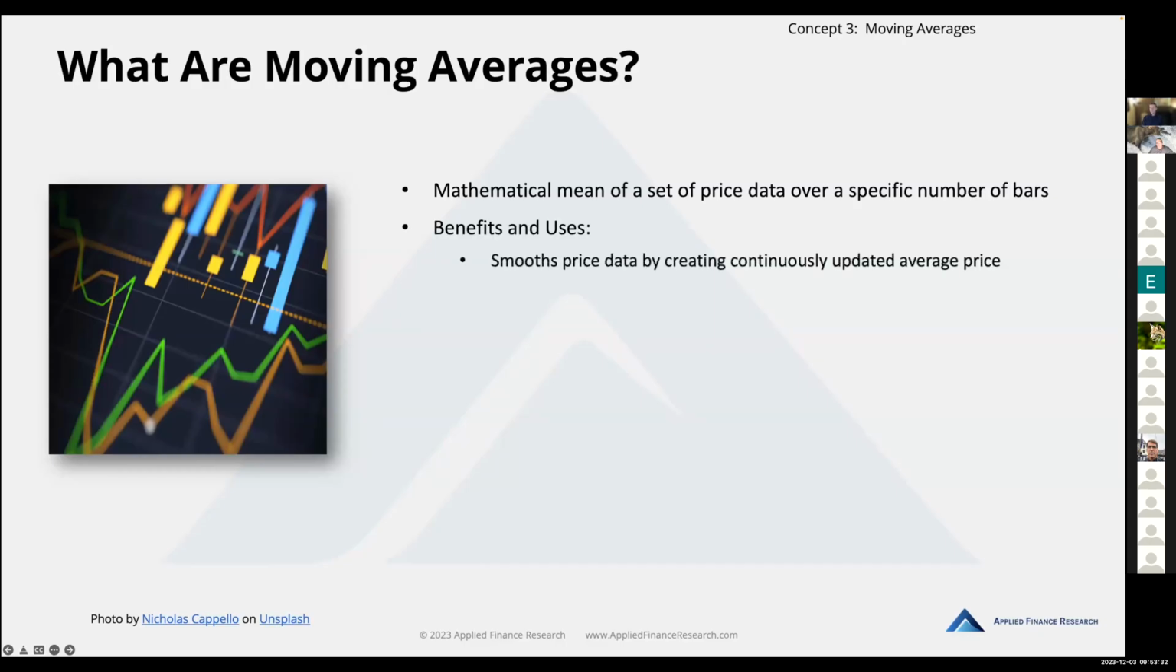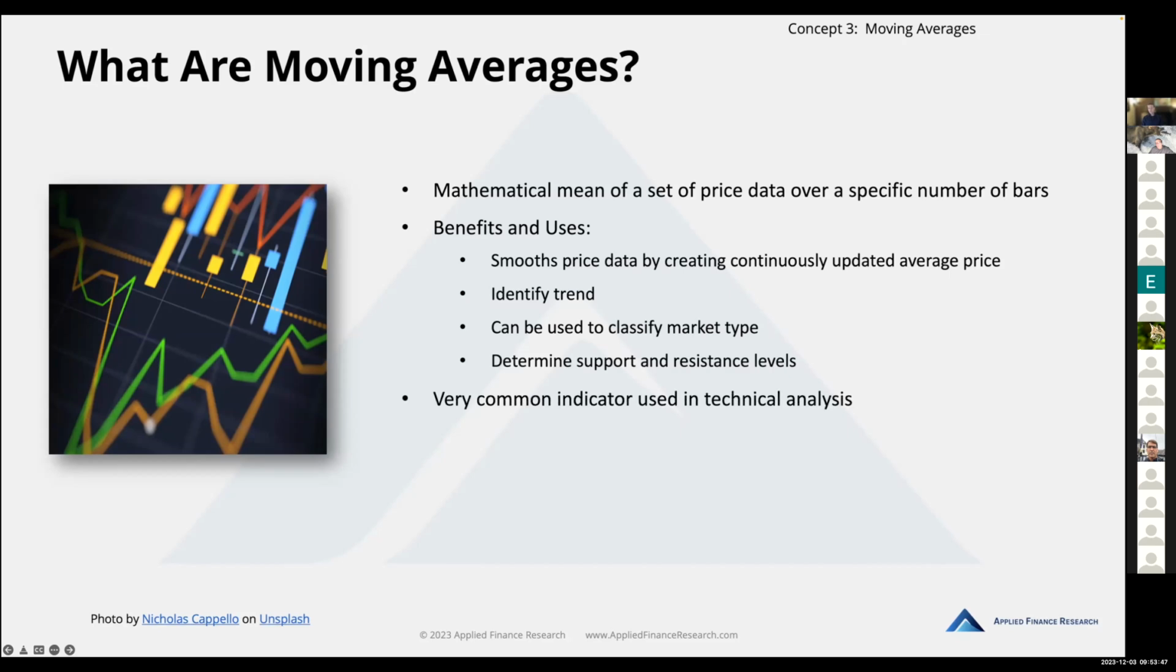They smooth price data by creating a continuously updated average price. They can be used to identify trend. We can use them to classify market type, and we can also use them to determine support and resistance levels. Of course, moving averages are a very common indicator used in technical analysis, with the 50 and the 200 being very popular and generally considered to be important trading signals.